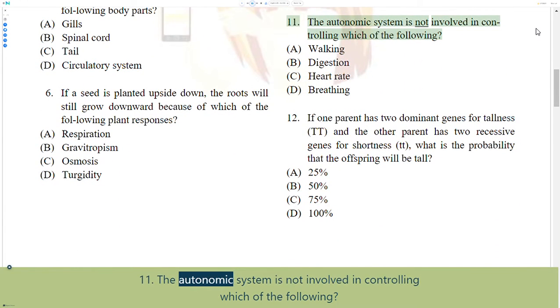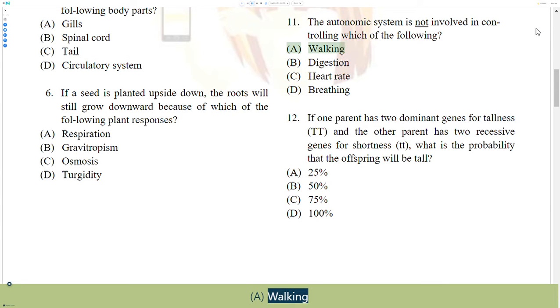11. The autonomic system is not involved in controlling which of the following? A. Walking. B. Digestion. C. Heart rate. D. Breathing.